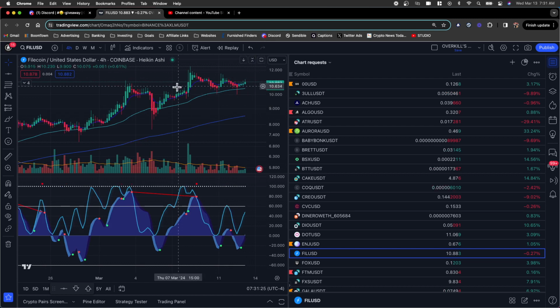The 4 hours is looking really bullish, just bouncing on that 50 on the 4 hour, bouncing on the 50.